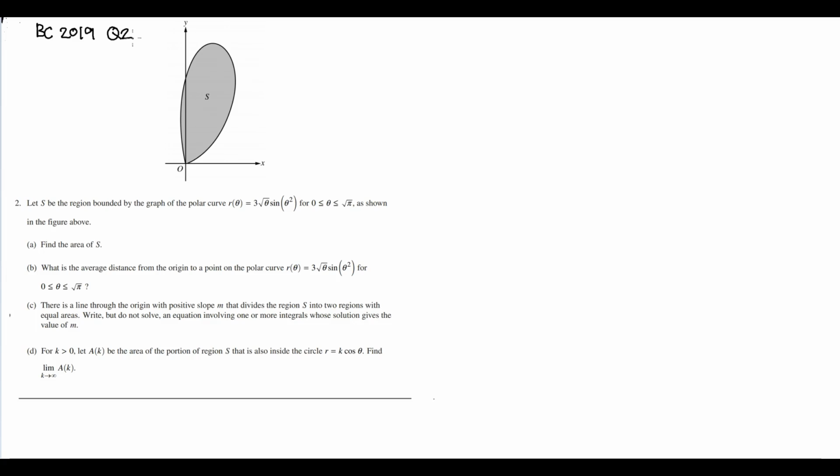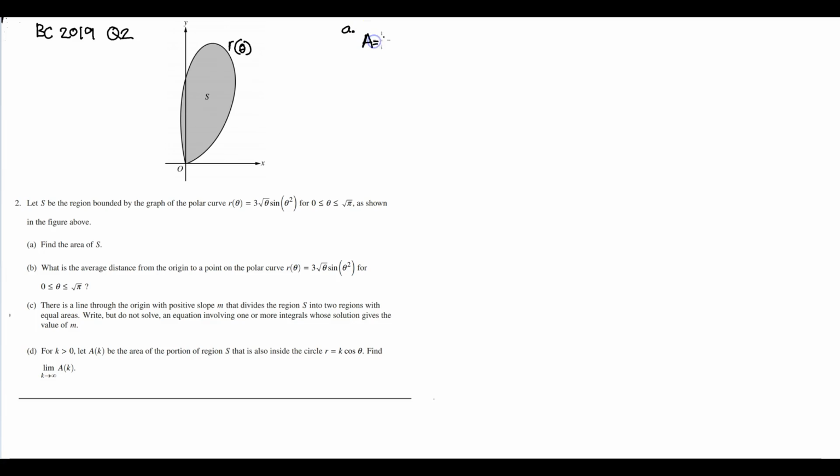Let S be the region bounded by the graph of the polar curve r of theta equals 3 root theta sine of theta squared, for 0 less than or equal to theta less than or equal to square root pi, as shown in the figure above. So this is r of theta. And part A: find the area of S.